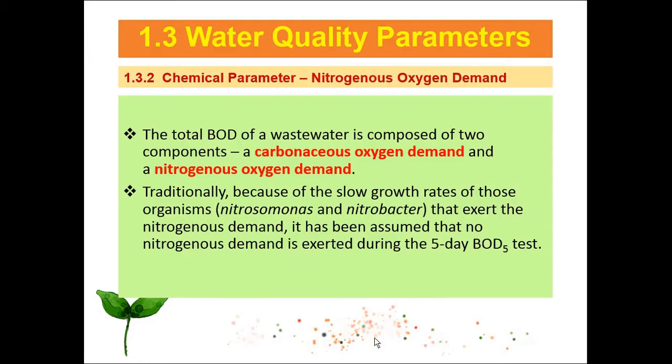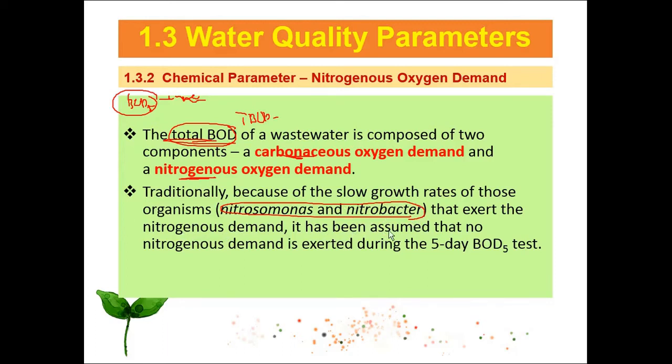So for the nitrogenous oxygen demand, as you know, the total BOD is composed of two components, carbonaceous and nitrogenous. The BOD5 only depends on the microorganisms degrading the organic matter. The total BOD, TBOD, is composed of two: the carbonaceous and the nitrogenous. Traditionally, because of the slow rate of the organisms nitrosomonas and nitrobacter, the organisms for the nitrogenous demand exert the nitrogenous demand.